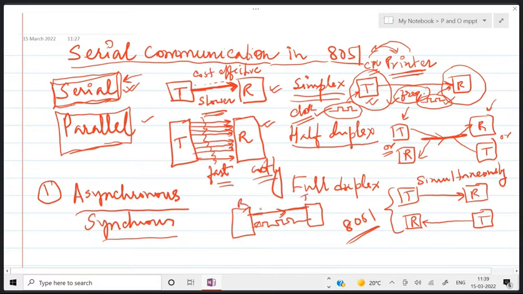In 8051, you could see here that if we are using this synchronous communication method, then definitely full duplex is not possible in synchronous mode in 8051.